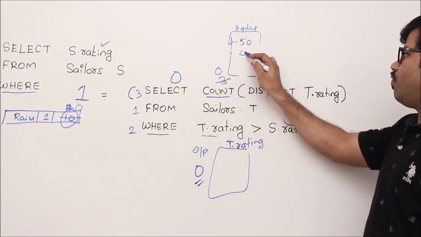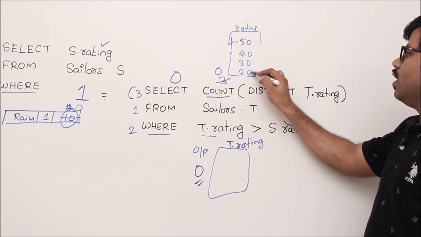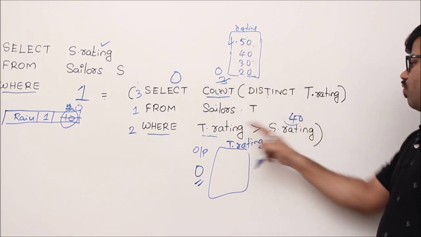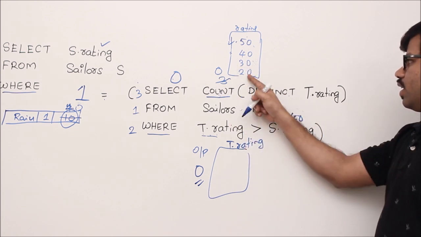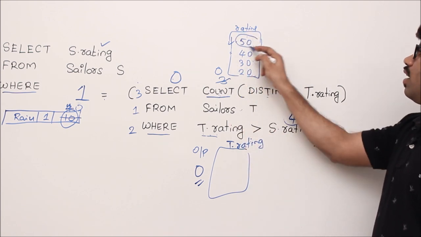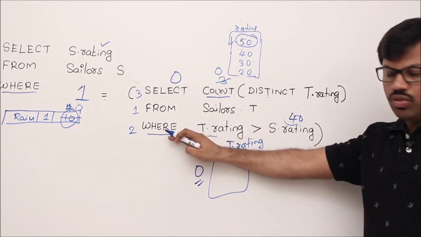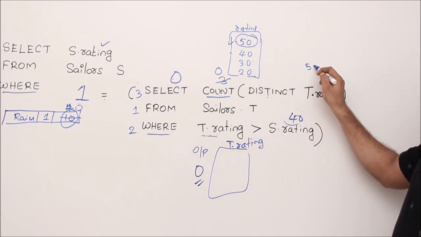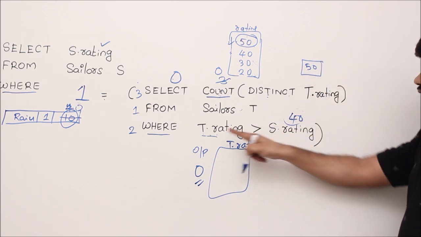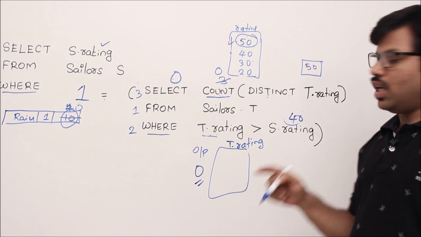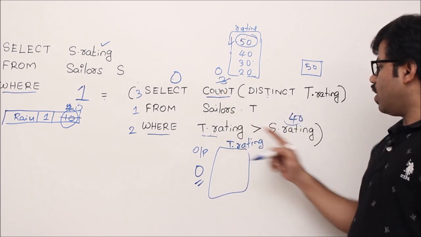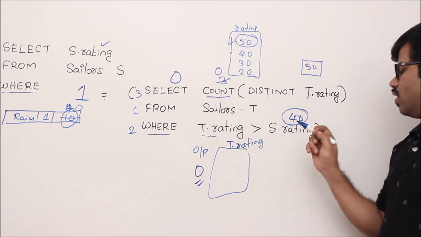Example, see this data: 50, 40, 30, 20. In this scenario, 50 greater than 40 true, 40 greater than 40 false, 30 greater than 40 false, 20 greater than 40 false. Then only one time this where condition will be evaluated to true. Then T.rating will be only 50, which satisfies this condition. If you count it, then count will be 1. Now tell me, whenever count is 1, that happens only for 40.